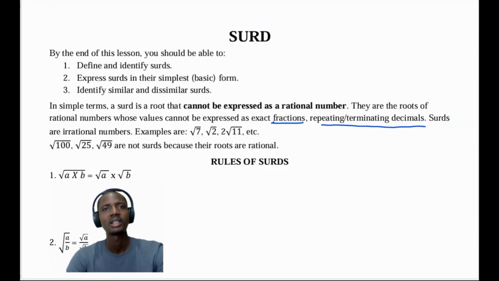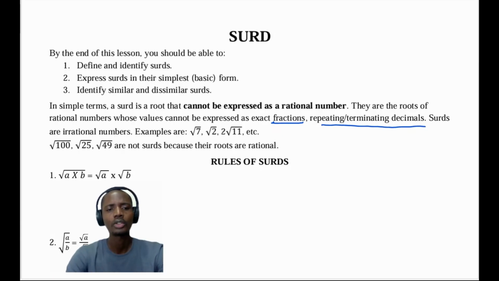So basically, surds are irrational numbers. Since the result is not a rational number, a surd in itself is irrational. For example, we have root 2, root 7, 2 root 11. Basically, the roots of prime numbers are also surds. Pi is also an irrational number, actually.